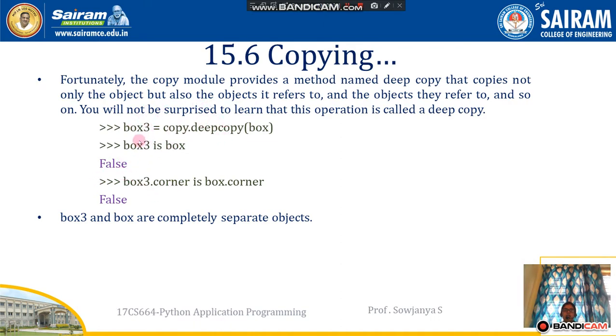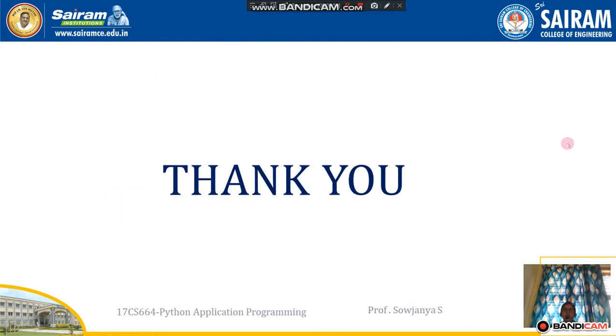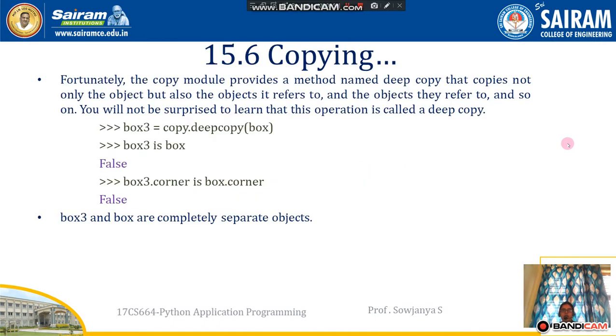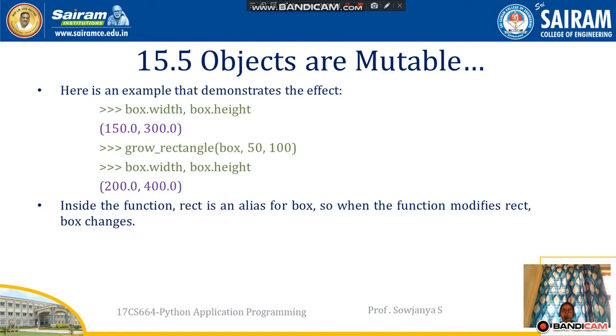Okay, so we can say this box3 and box are completely different. In a similar way, if you are trying to compare with box2, that is also different. So box3.corner is box.corner. It is not true. Okay, so that is why we can say box3 and box are completely separate objects. Okay, so this is all about classes and objects.